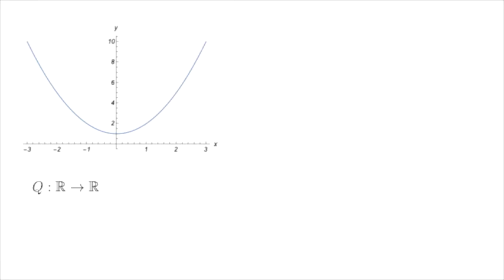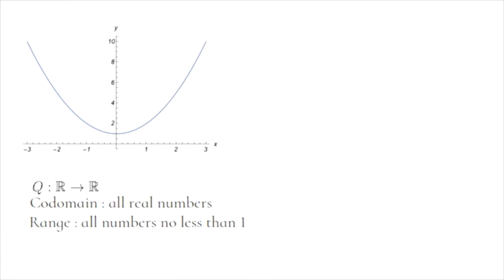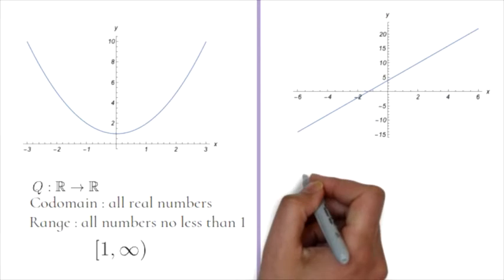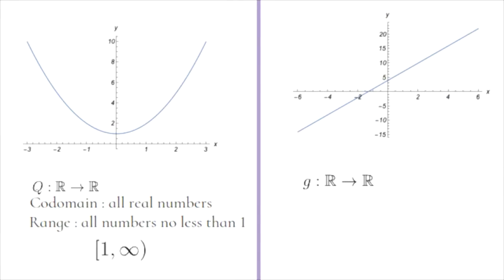Looking at this function again, we see that while its codomain is the set of all real numbers, its range is in fact all numbers no less than 1. This is different from the function of the first example, where the codomain is in fact the same as its range.